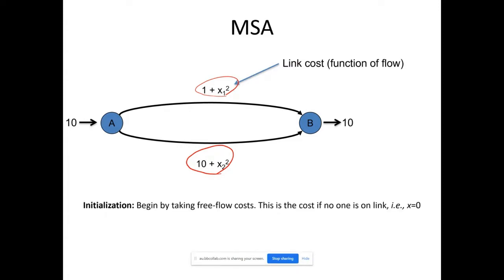We first do an initialization, meaning that we begin by taking free flow cost. This is the cost when no one is on any of the links, so the network is empty. What would be the shortest path from A to B when the network is empty? x is 0, x is 0, no one is in the network. So the top path would be the shortest path in this case, right? And that is called initialization.